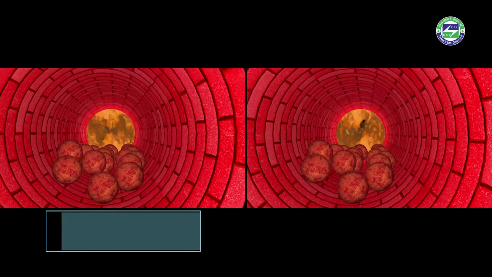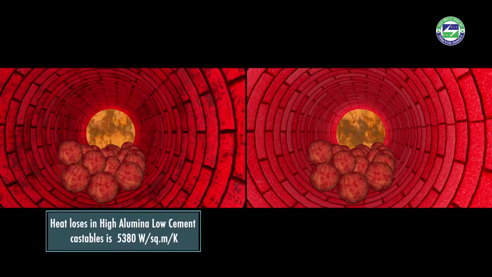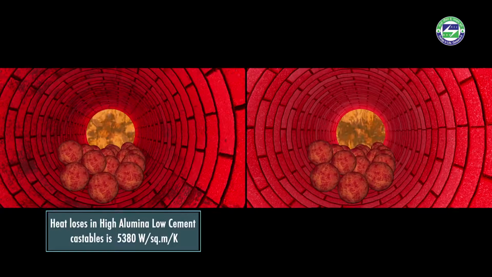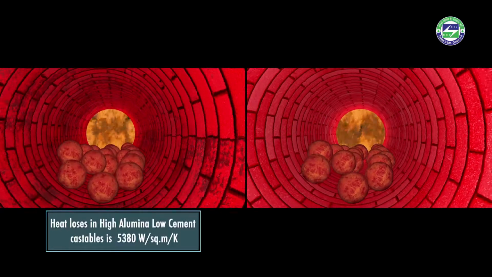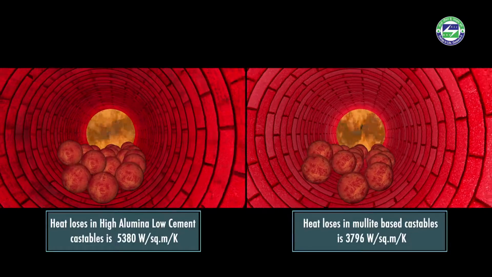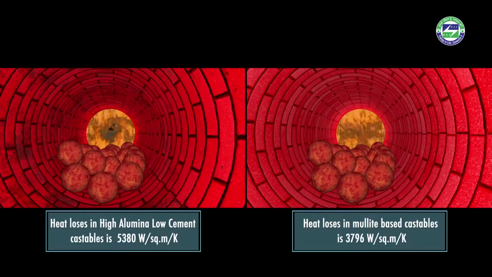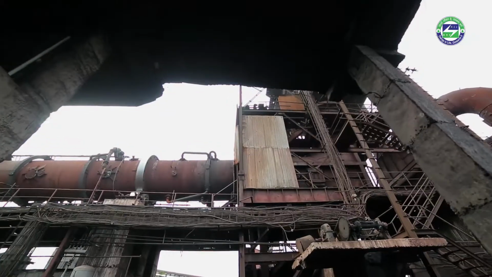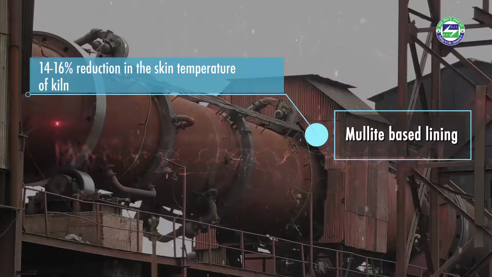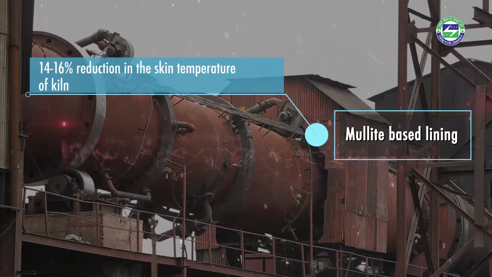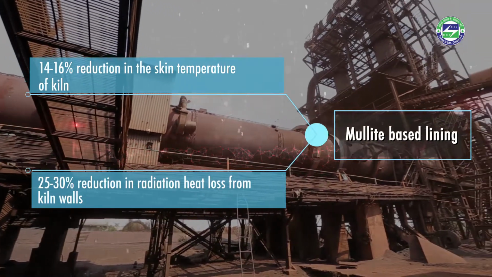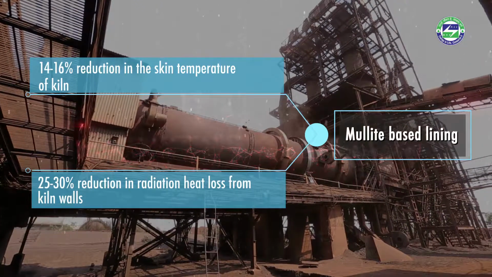Heat loss in the case of high alumina low cement castables is found to be approximately 5380 watt per square meter per Kelvin, whereas the same for mullite-based castables is 3796 watt per square meter per Kelvin. Using mullite-based castables in place of high alumina low cement castables can lead to a reduction of 14 to 16% in the skin temperature and around 25 to 30% in radiation heat loss from the surface.